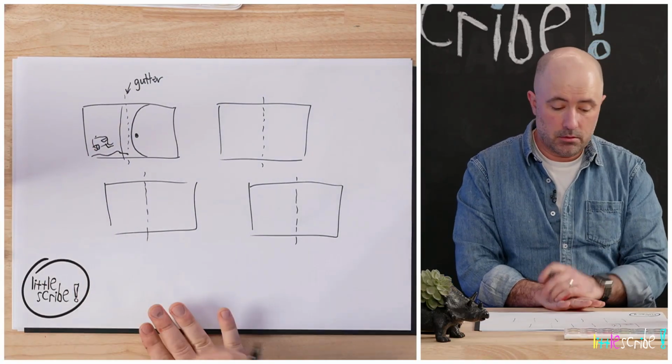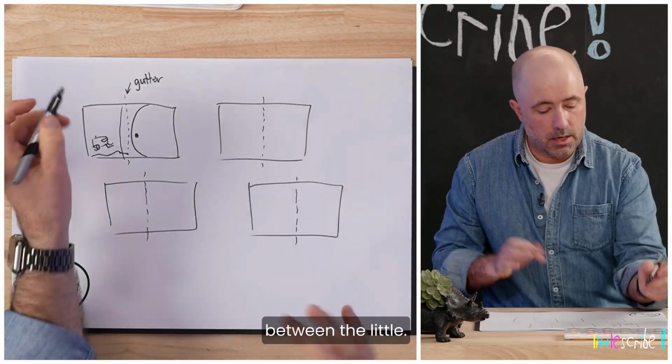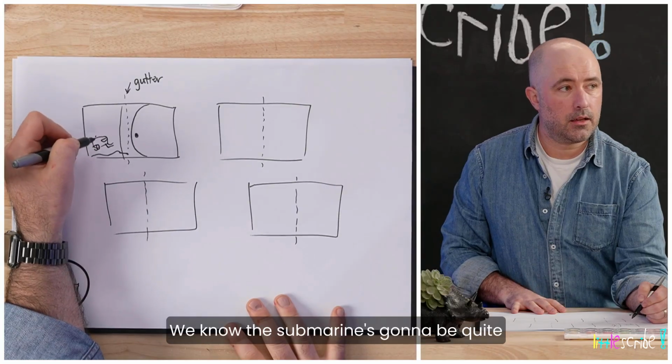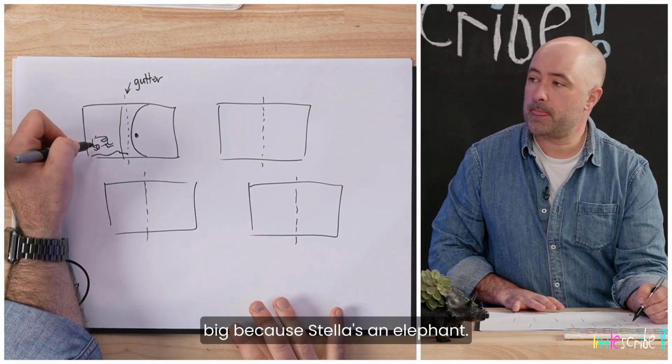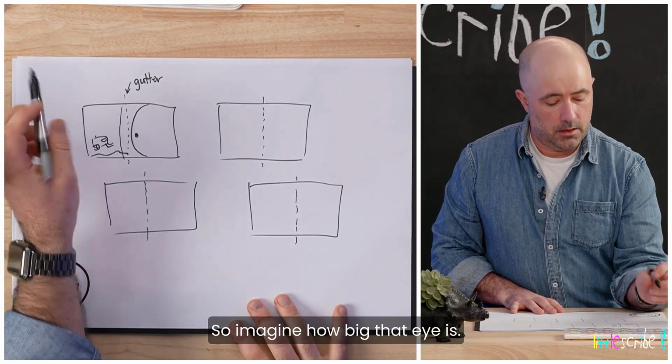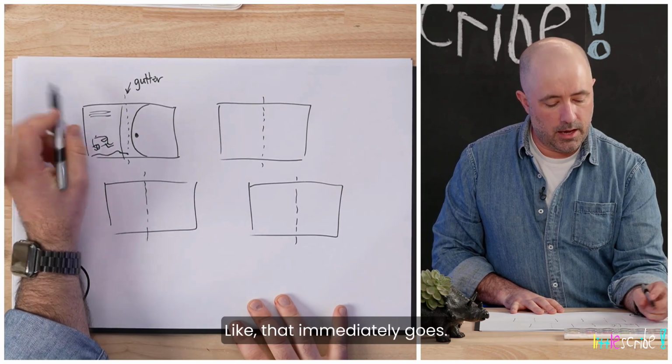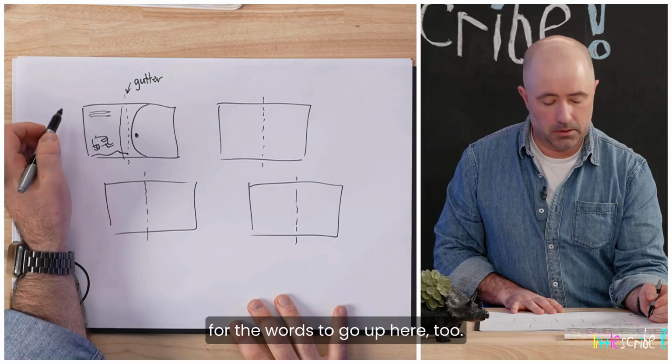That's one way. The relative sizes there between the little... Yeah. Like we know the submarine's going to be quite big because Stella's an elephant. So imagine how big that eye is. That immediately goes, whoa. And it gives us a bit of space for the words to go up here too.